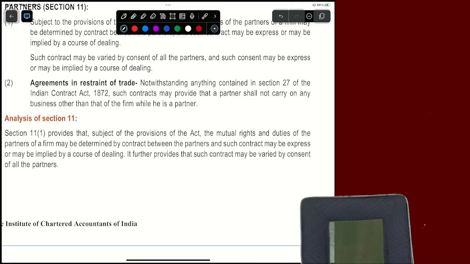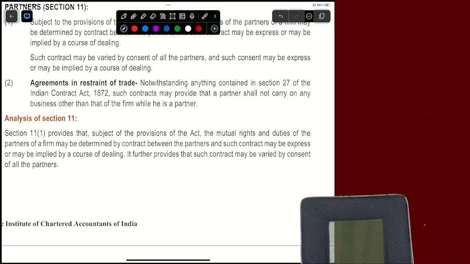Next one. What is the next one? Section number 11. Tell me. Generally, the mutual rights and duties will be determined by way of a contract. If no contract is there, the Act will apply. Sir, what is there in the Act? That's what we are going to read in this chapter today. In this entire chapter, what we are going to read, do you know? If you don't have a partnership deed, what are your rights, what are your liabilities, we should know or not? That's what we are going to read.